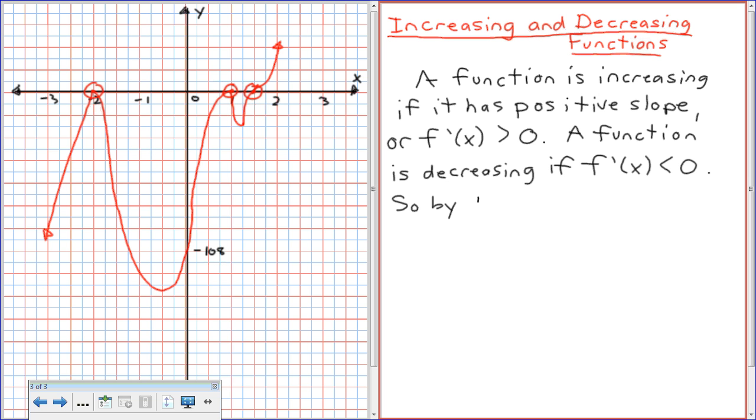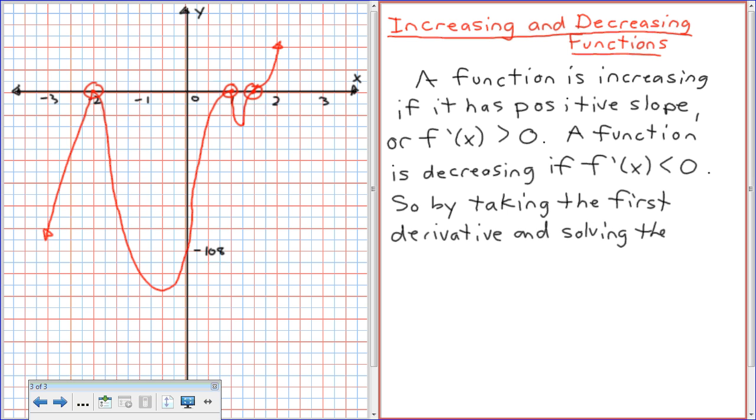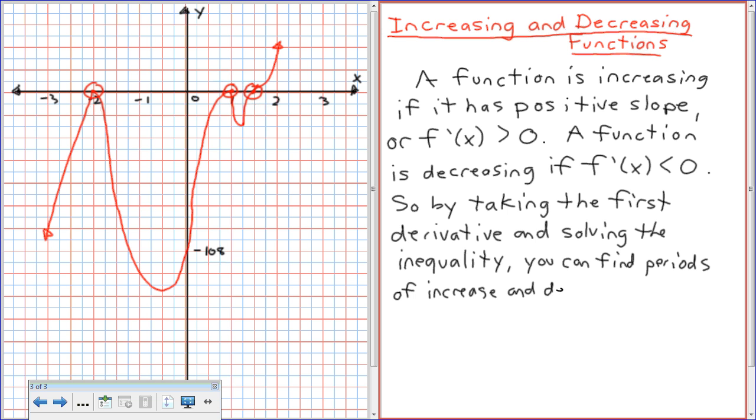So by taking the first derivative and solving the inequality, you can find periods of increase and decrease. Now, we've already talked about this once before.